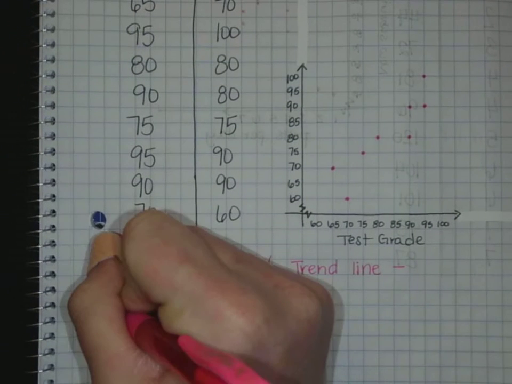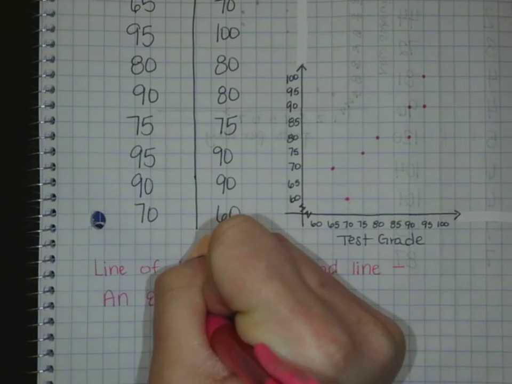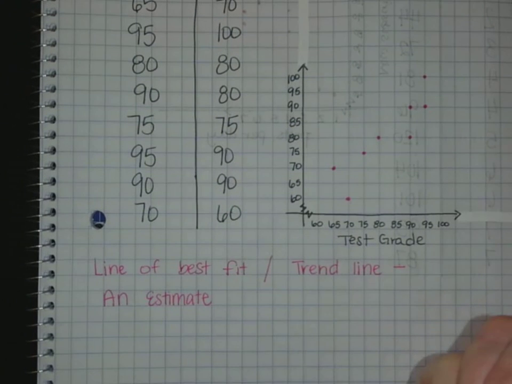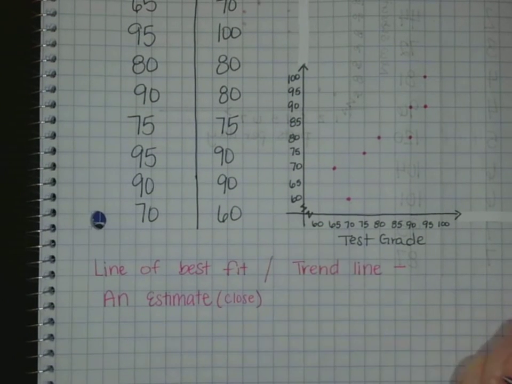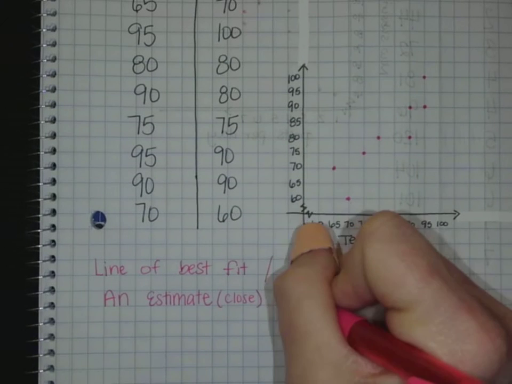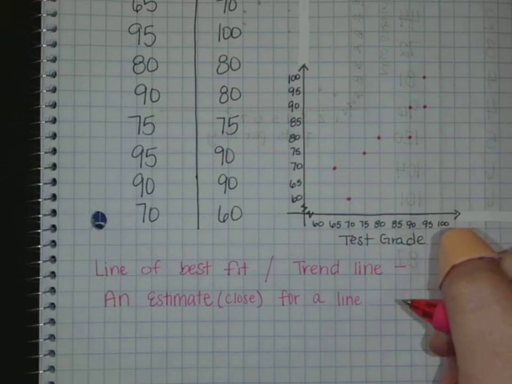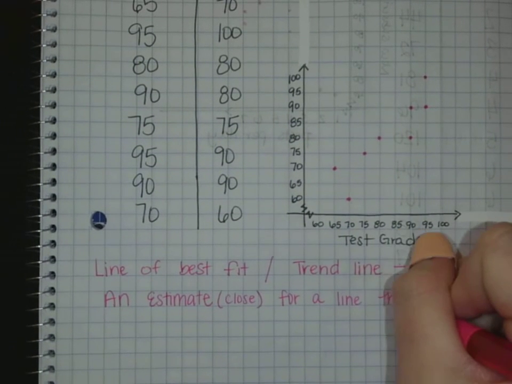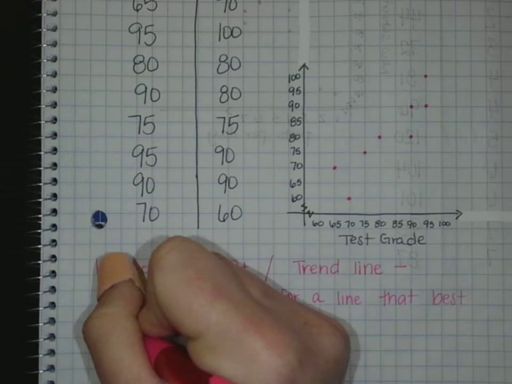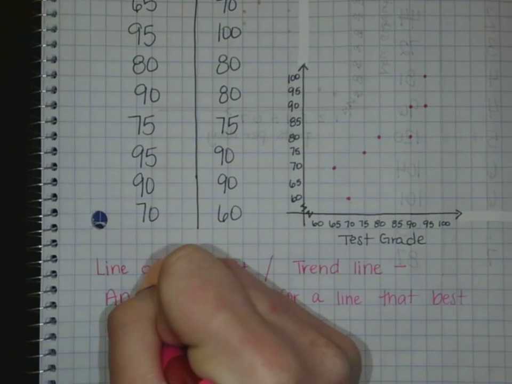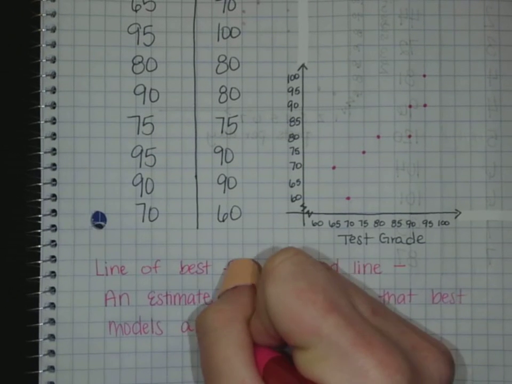But, so it's an estimate. An estimate just means close, so I'll put close. For a line that best models a set of data.